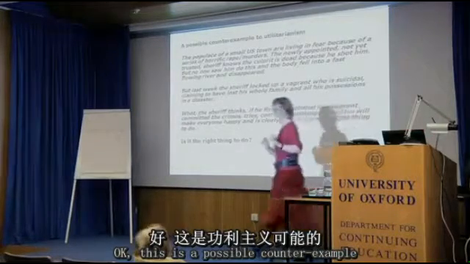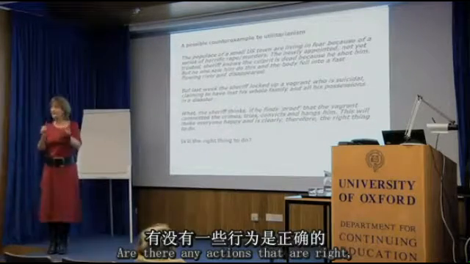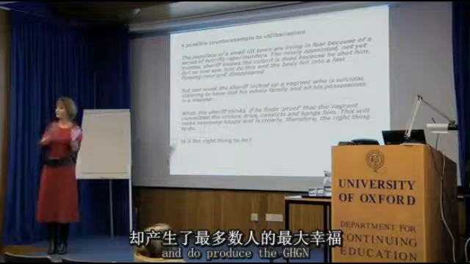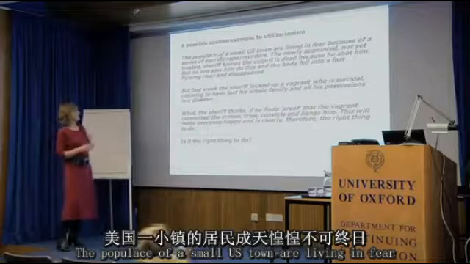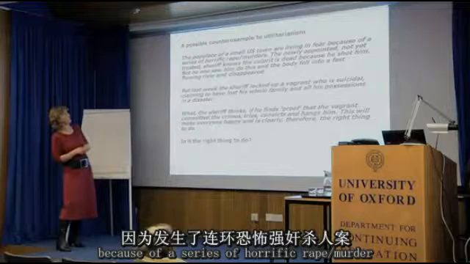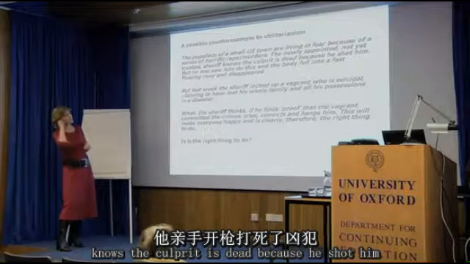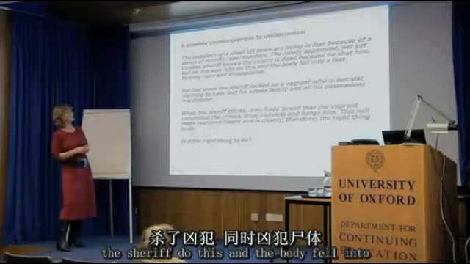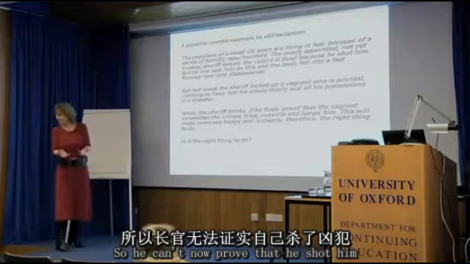Okay, this is a possible counterexample to utilitarianism. Do you remember I said that we need to see, are there any actions that are right but that don't produce the greatest happiness, the greatest number, or that are wrong and do produce the greatest happiness, the greatest number? And here's a possible counterexample. The populace of a small US town are living in fear because of a series of horrific rape murders. The newly appointed, but not yet trusted, sheriff knows the culprit is dead because he shot him, but no one saw him do this, and the body fell into a fast-flowing river and disappeared. So he can't now prove that he shot him.